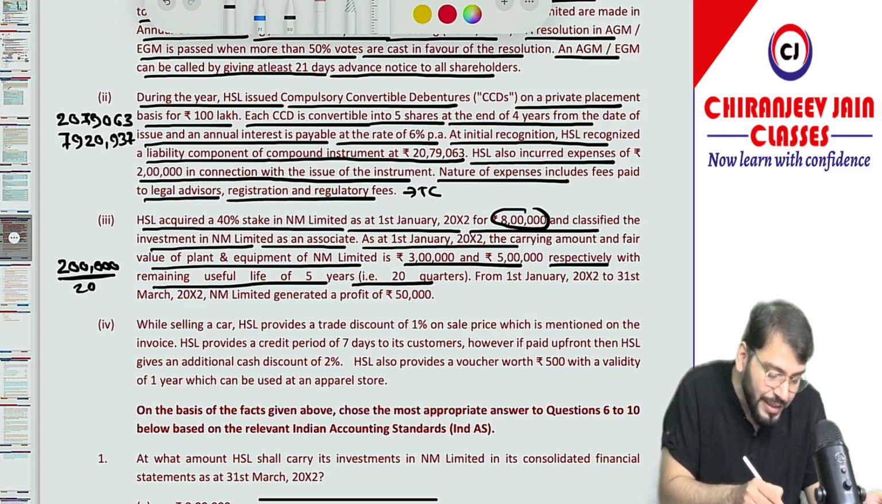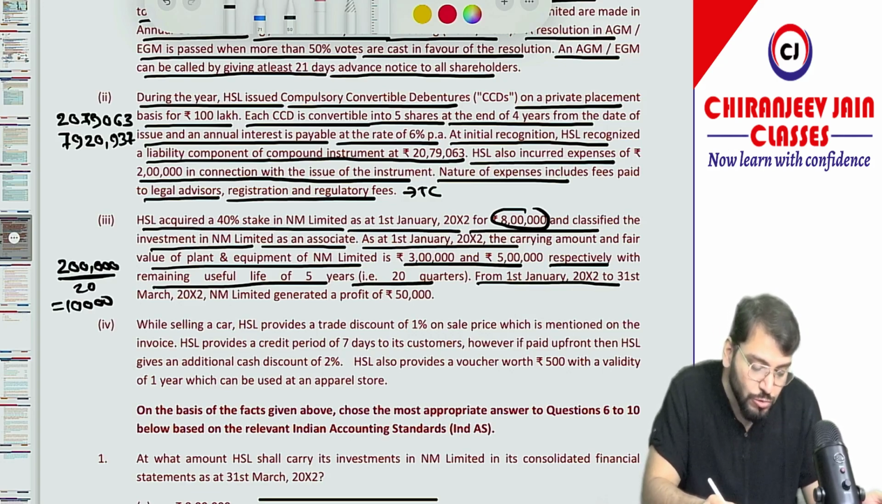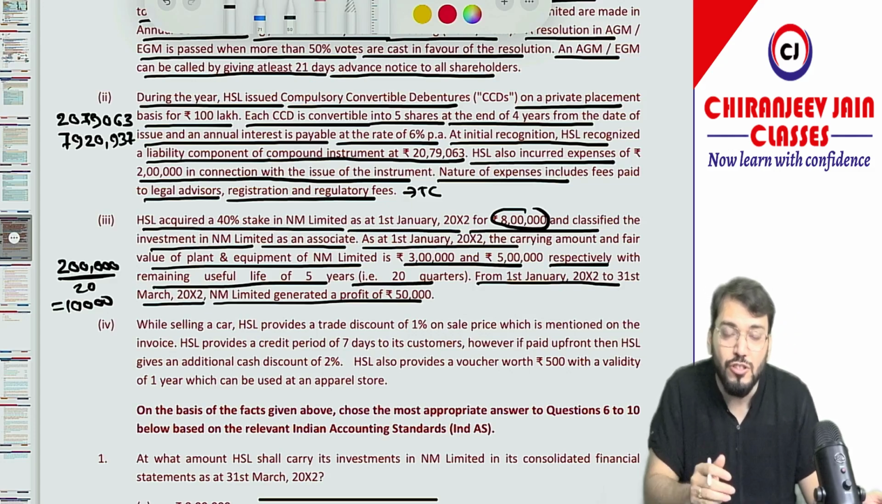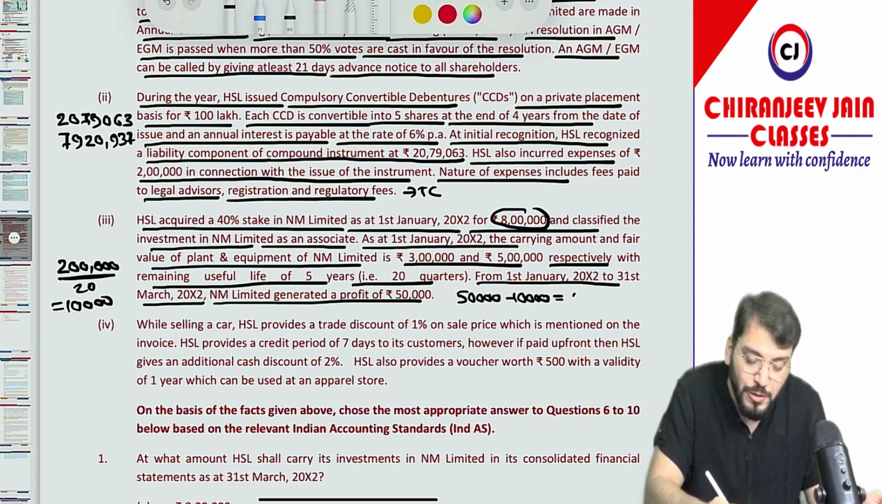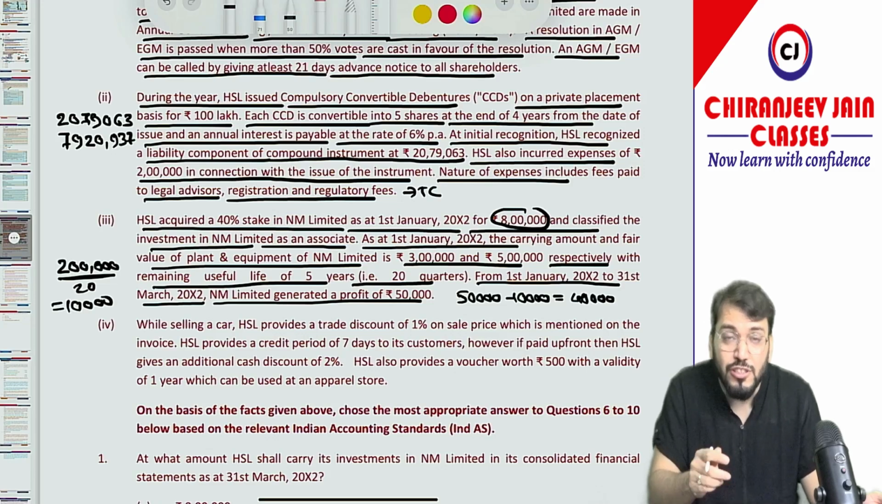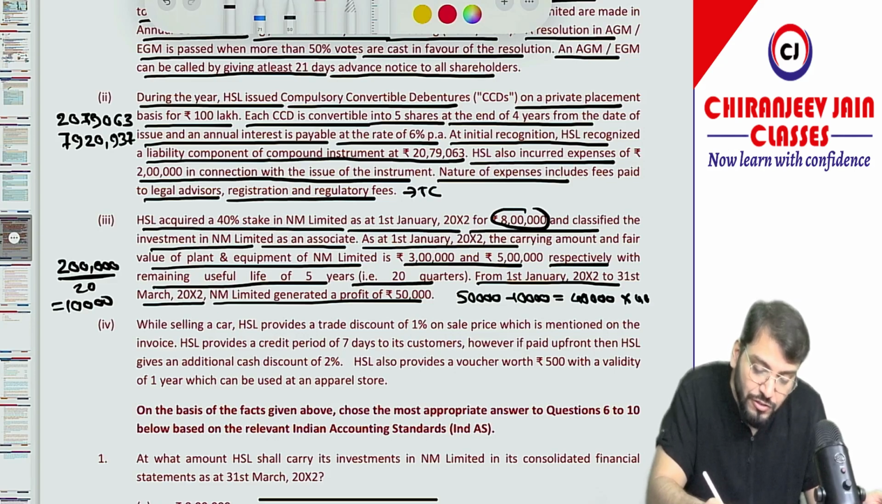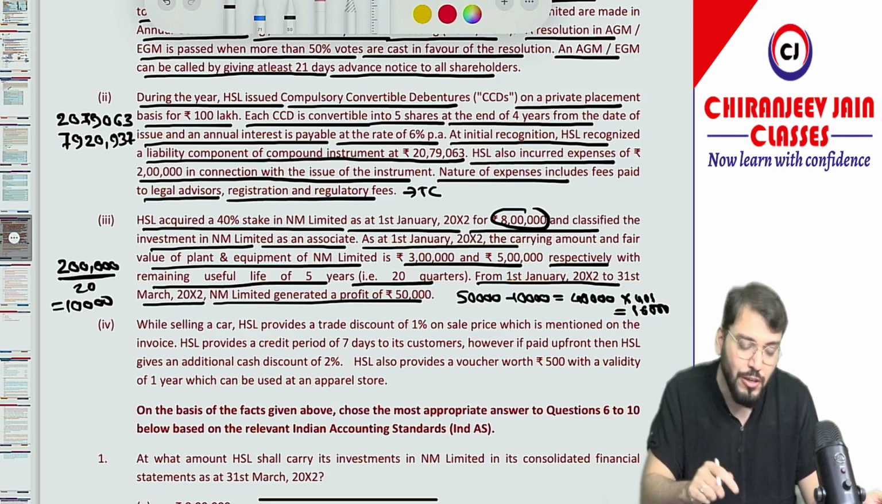Yes sir. So divide by 20, how much is it coming? 10,000. Okay sir. From 1st Jan 2002 to 31st March 2002, NM Limited generated a profit of 50,000. The post-acquisition profit is how much? 50,000. So 50,000 is the post-acquisition profit minus 10,000 additional depreciation due to fair value adjustment. The 40,000 becomes the total profit from the associate during that period, from 1st Jan to 31st March, into 40% is equal to how much? That is 16,000. So as per equity method, can I say 8 lakh plus 16,000 is the carrying amount of the investment? Correct. Let's see what question they have asked.